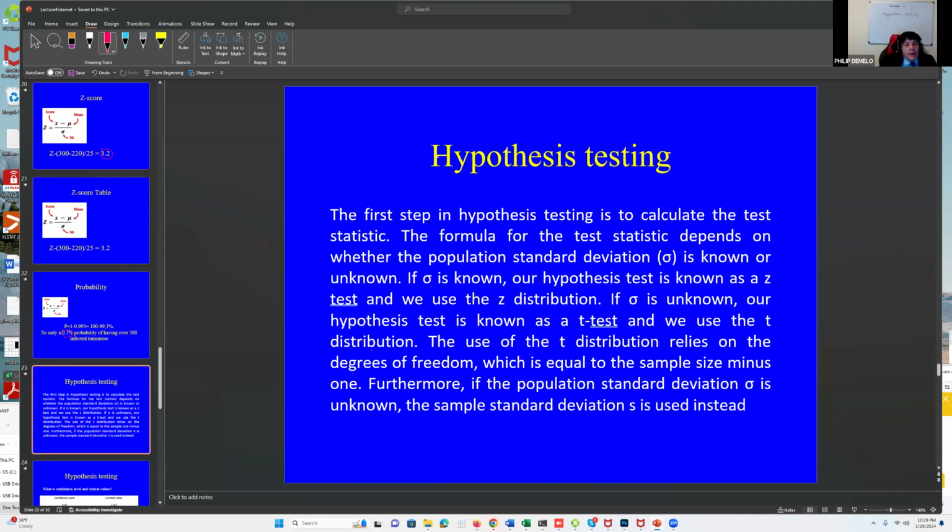Now, let's talk about hypothesis testing. This is quite important. So the first step in hypothesis testing is to calculate the test statistic. Okay, the test statistic, there are two. It is Z, we know, and T statistics. Okay, this is the Z statistic and the T statistic.